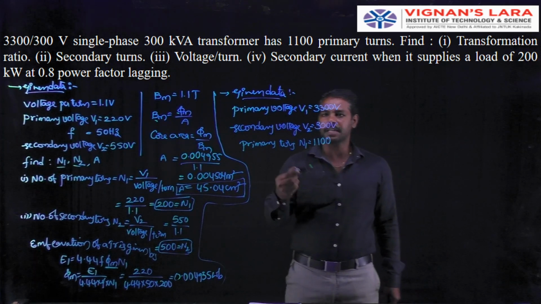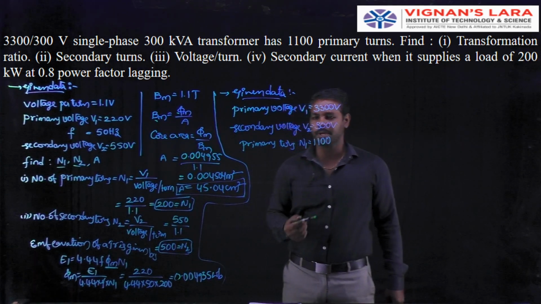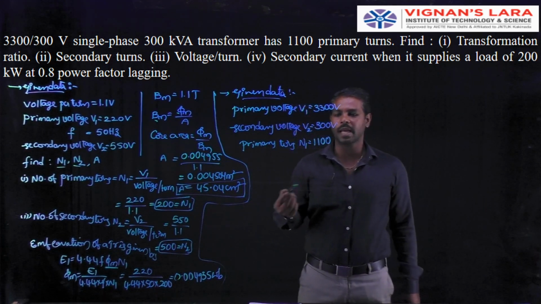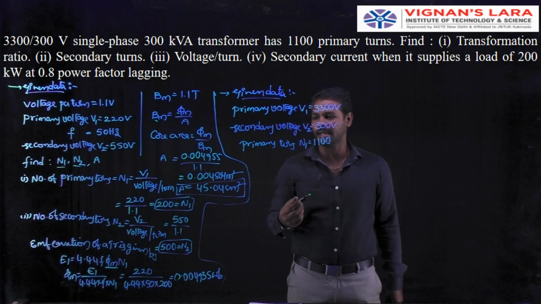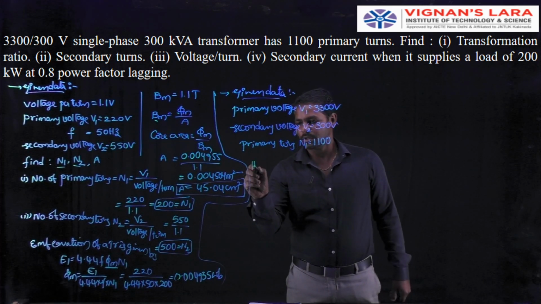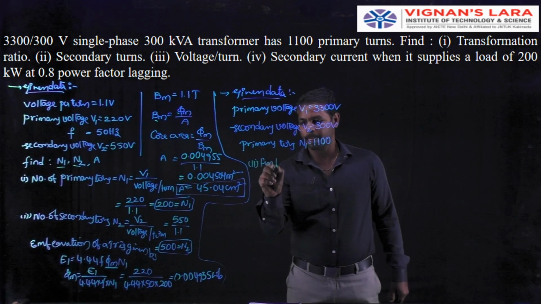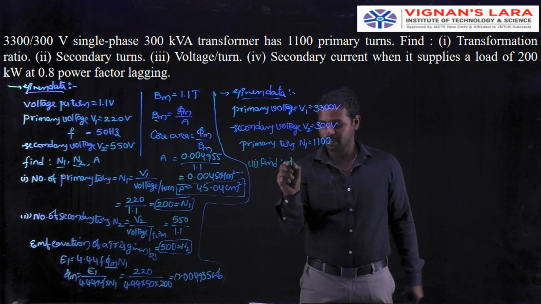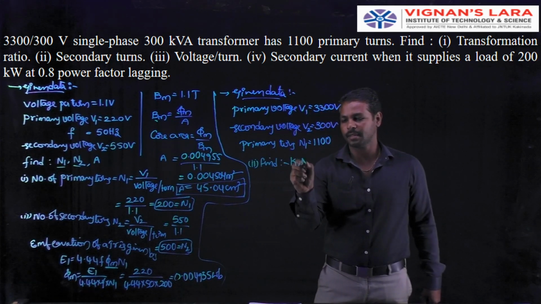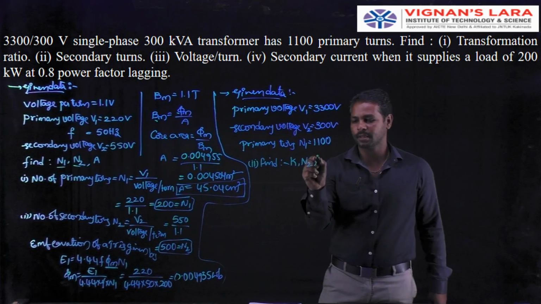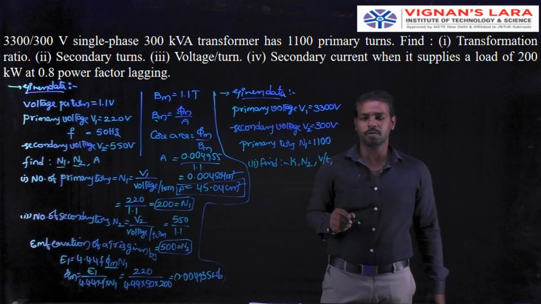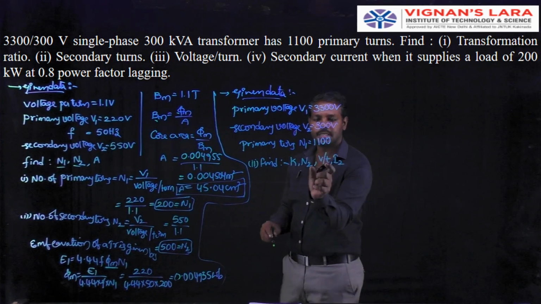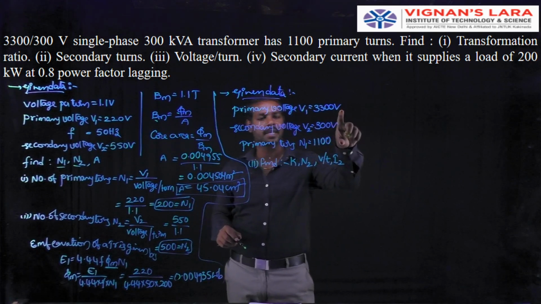So find the transformation ratio. Before going to the calculation of the transformation ratio, we are also calculating the secondary turns. Whatever parameters are to be calculated, we calculate them by using the given data. First one is the transformation ratio, second one is secondary turns, third one is voltage per turn, fourth one is secondary current.